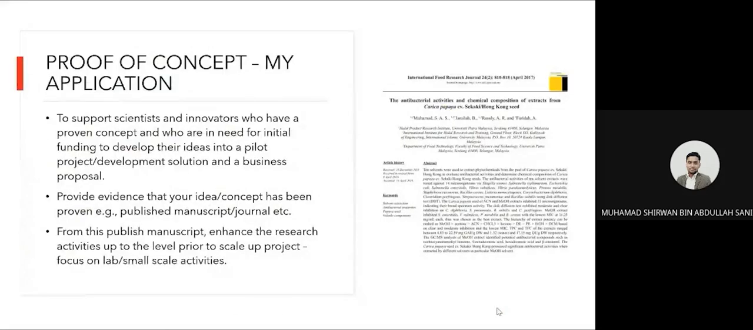Let me focus on this one. For proof of concept, they aim to support scientists and innovators who have a proven concept, and you need to provide evidence that your idea or concept has been proven, for example, a published manuscript or journal. In this case, for example, I published one when I joined academia in 2018. I published a very basic fundamental research, and it has been proven that it's doable. Using this publication, I wrote this ISDB grant and cited my paper, showing that the concept has been proven and can go up to lab scale.